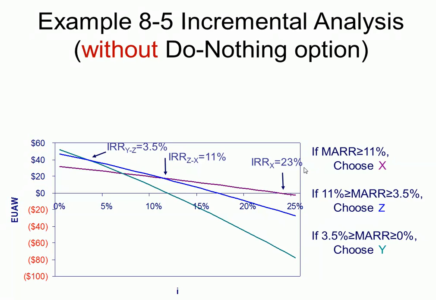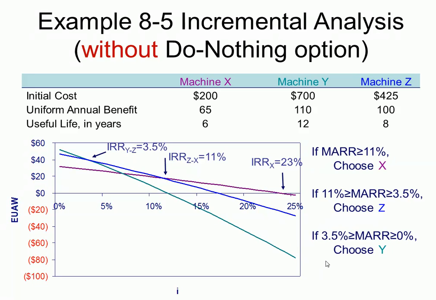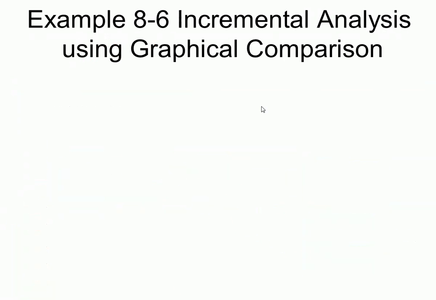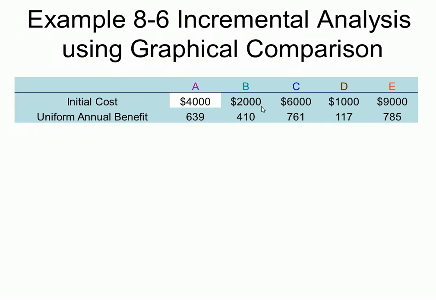All right. So now that I've fixed and corrected the values here, you can see how it works. Again, it was using the same values for machines X, Y, and Z as before. The only difference was that now we didn't have an option of doing nothing. We had to choose one of these three machines. So here's another example of incremental analysis using graphical comparison.